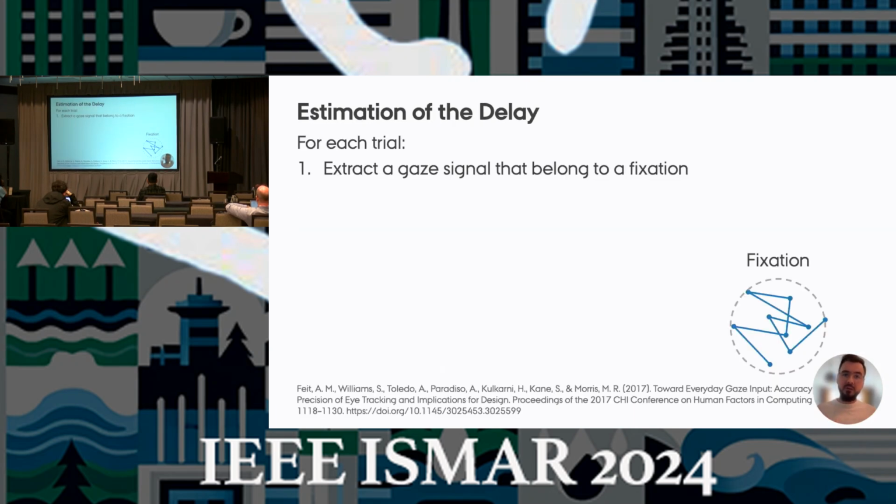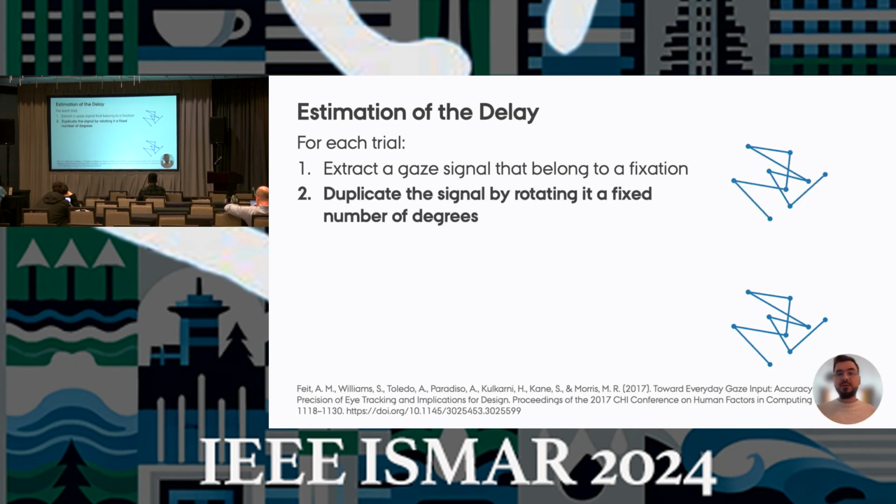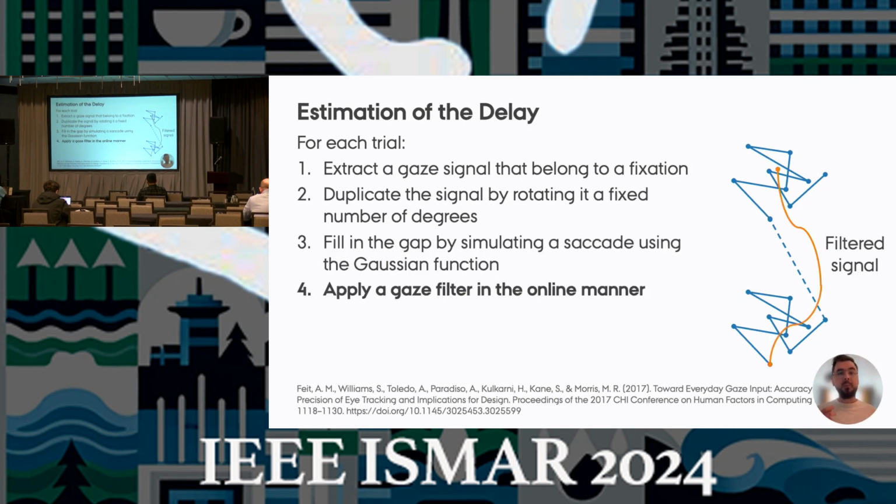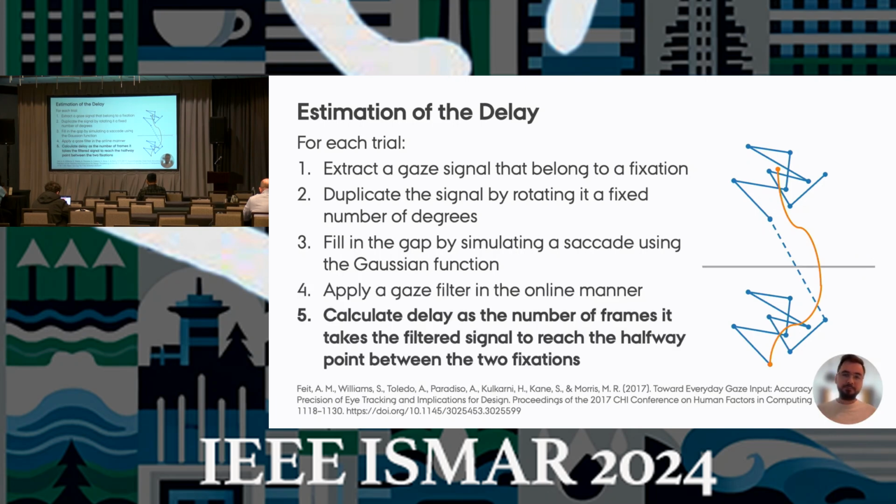In order to assess the delay introduced by the filters, we employed the following procedure. For each trial in our data, we extracted a gaze signal that belongs to a fixation, which then was duplicated by rotating it a fixed number of degrees. We then filled in the gap by simulating a gaze shift using a Gaussian function, applied a filter in the online manner, that is, using only past gaze points, and finally calculated delay as the number of frames it takes the filtered signal to reach the halfway point between the 2 fixations compared to the raw signal.